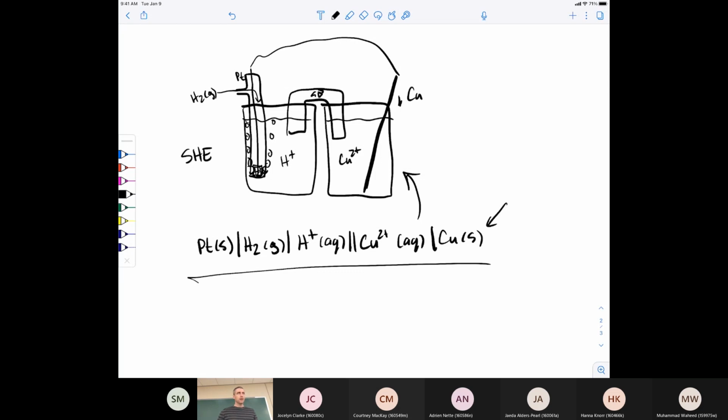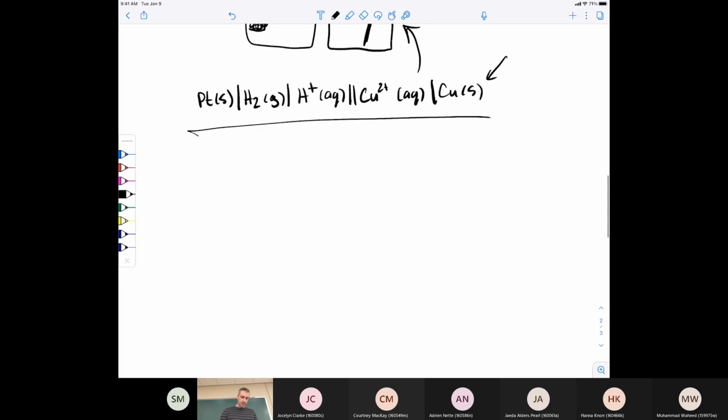One other thing I wanted to mention is that sometimes we see electrochemical cells where you have the same reaction going on in the left side and the right side. We'll talk about this a little bit later. They're called concentration cells, where the two half reactions are exactly the same. So for example, you might have zinc and Zn2+.